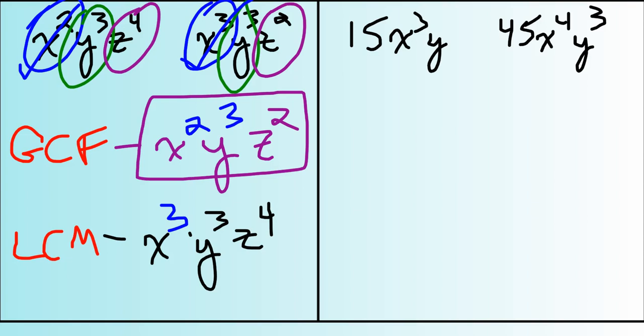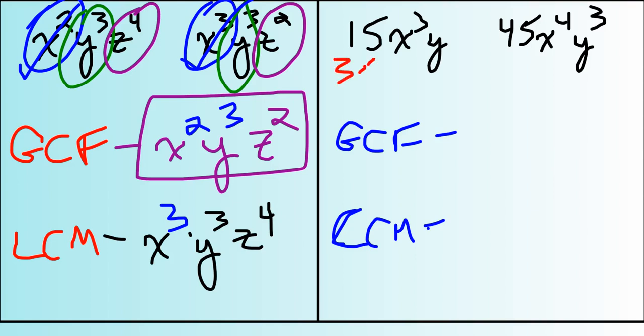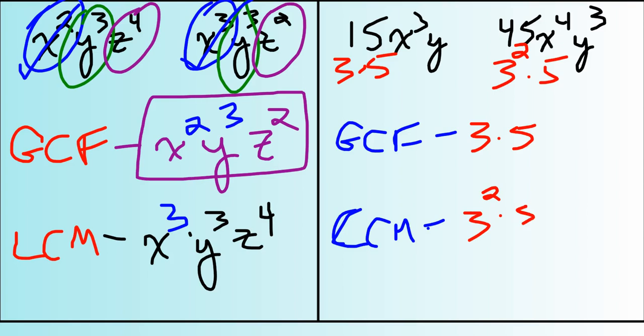And finally, on the right-hand side here, I'm not going to spend a whole lot of time on this one because this video is already getting fairly long. We've got 15, which is 3 times 5, and 45, which is 3 squared times 5. So the GCF of the numbers is 3 times 5. The LCM of the numbers is 3 squared times 5.